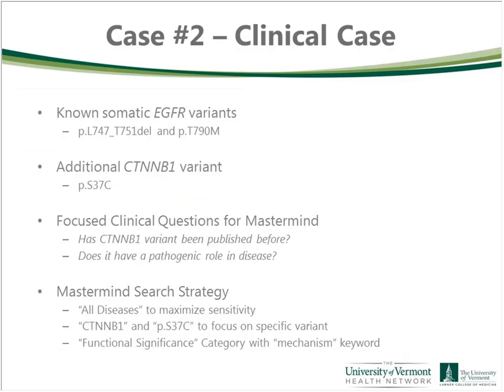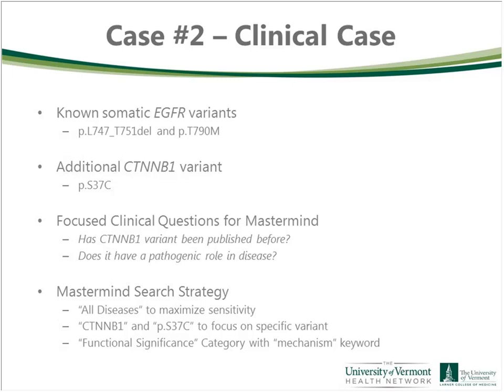The second case is also a non-small cell lung cancer case, and just to give you the setting here, this is a patient who at their initial diagnosis, which was a couple of years before this, was found to have an exon 19 deletion that was known to be sensitive to EGFR inhibitors. So this patient had been on an EGFR targeted inhibitor and then progressed.